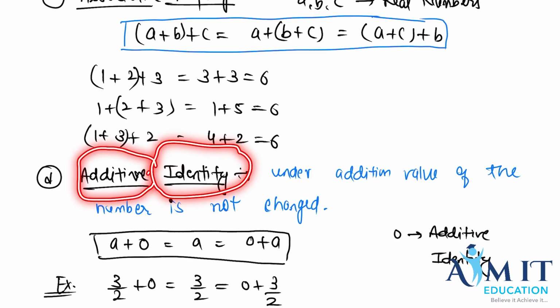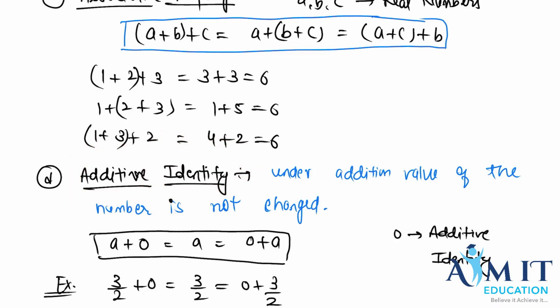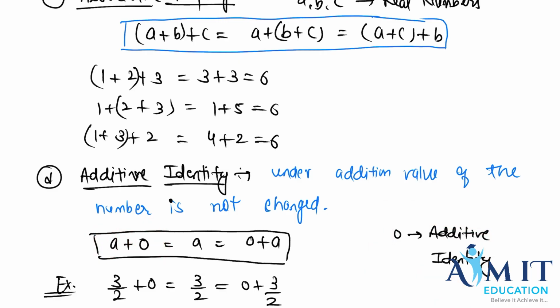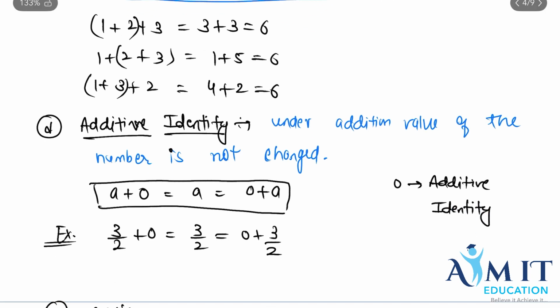We are talking about additive identity, meaning under addition, after adding a number to a number, we get the same number. It is possible only with zero. That's why zero is called the additive identity. If we add zero to any number, then we get the same number. That means the value of the number is not changed.